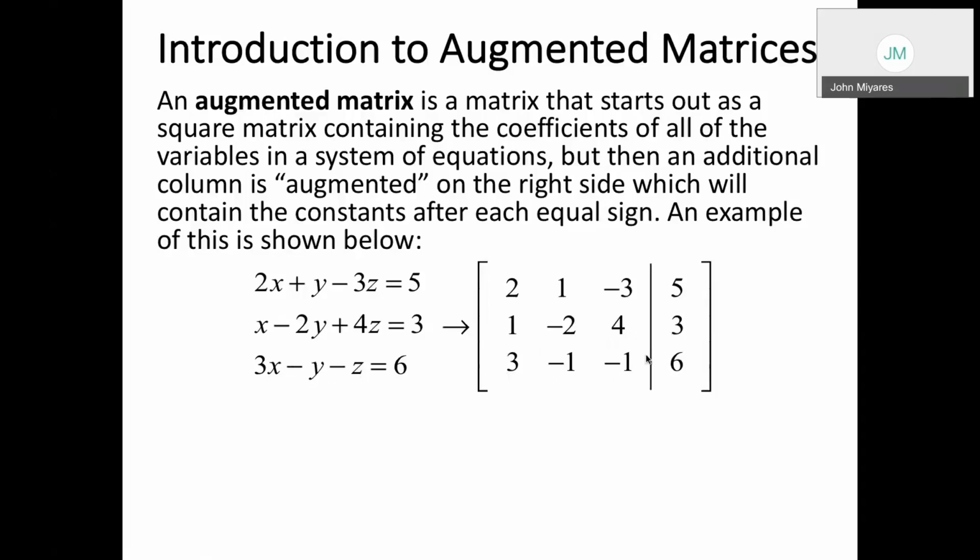Now, if this system had one variable missing, like if this was just 3x minus z equals 6, so there was no y term, I would put a 0 as the placeholder here for that coefficient.